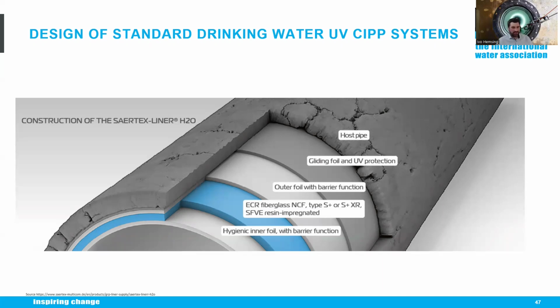Now, the blue one is the most important one, the blue layer. There are well-engineered glass fiber mats impregnated with styrene-free vinyl ester resin. For UV GRP liners, the entire impregnation process is carried out in-house at the factory, so there is no impregnation directly on the construction site. The innermost layer is the thick PE and PA foil to ensure the best possible hydraulic performance.